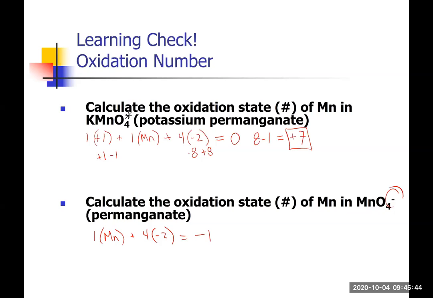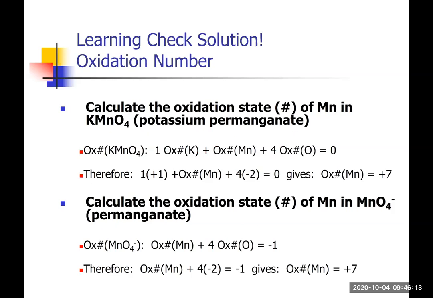It's not neutral. We have -8 here when we do this calculation, so we're going to add 8 to both sides of this mathematical equation to solve algebraically. We get +7, which is the oxidation state of manganese in permanganate. And here's the solution for that entire oxidation state resolve of potassium permanganate and permanganate.